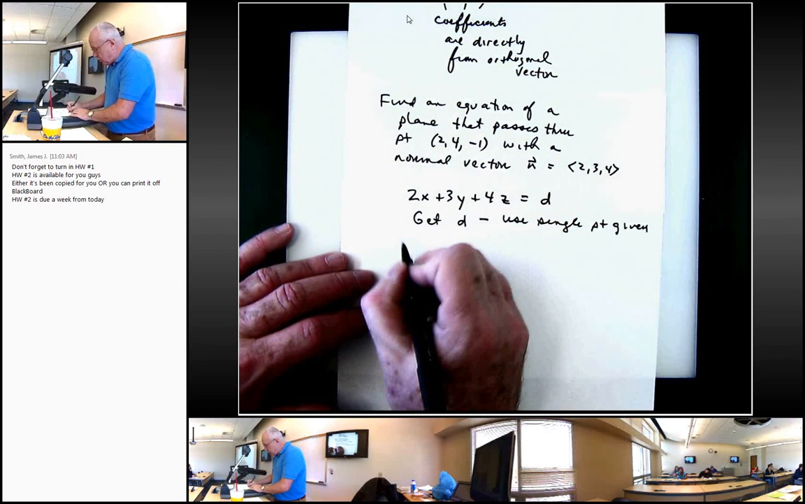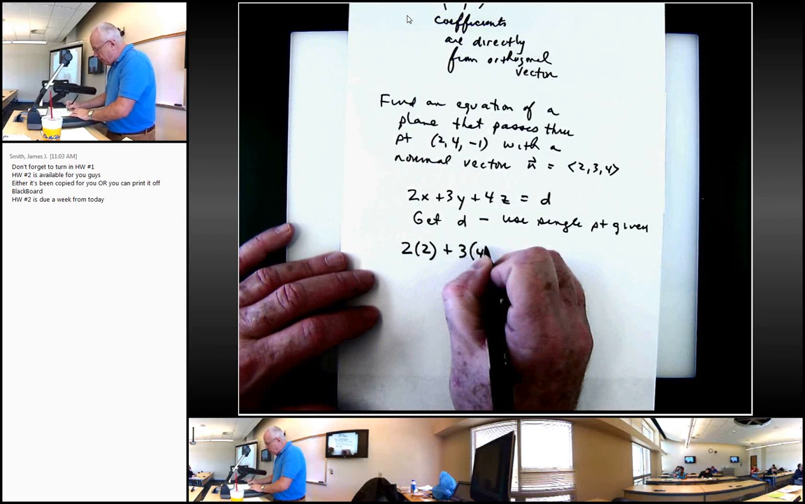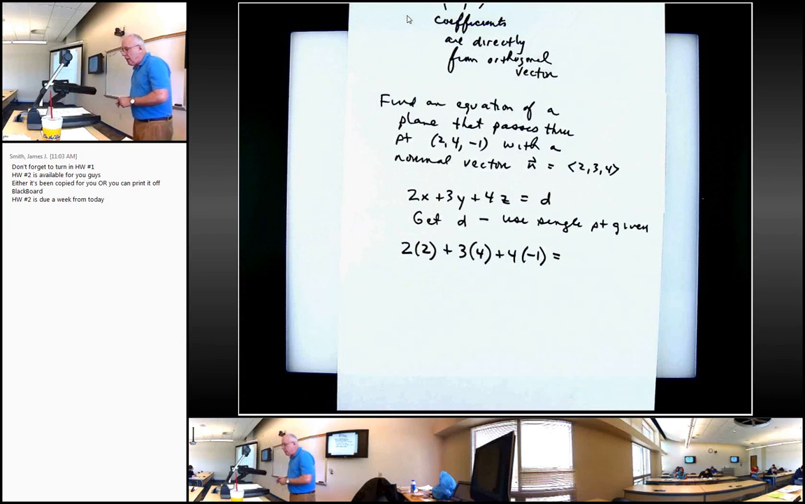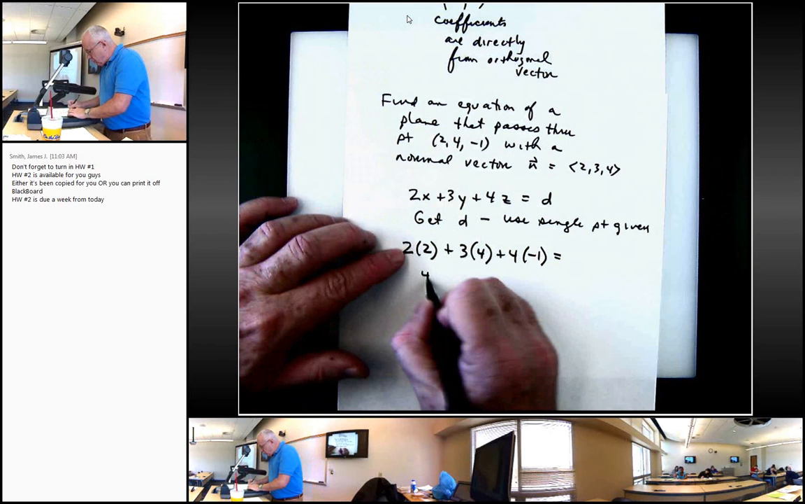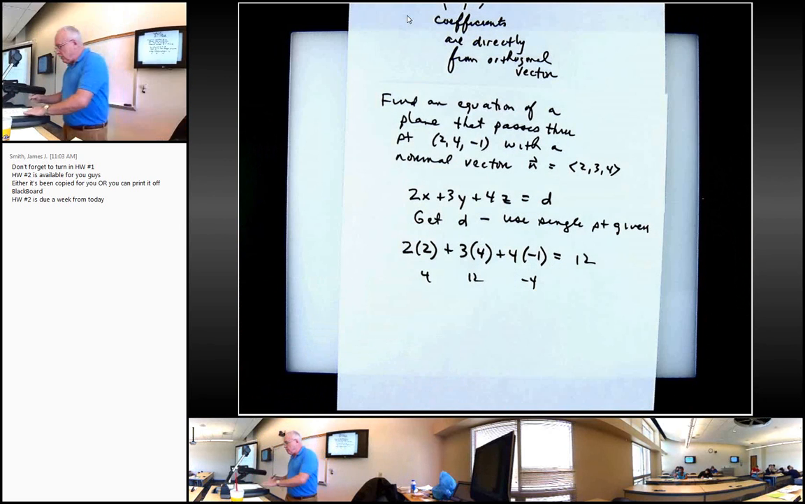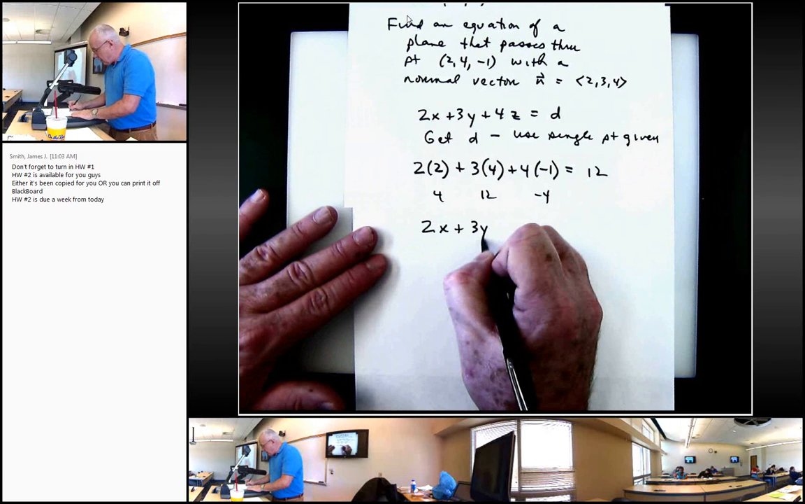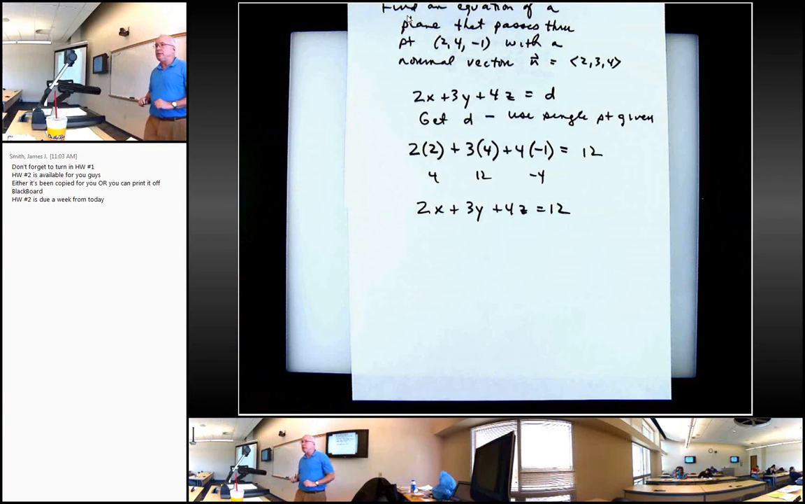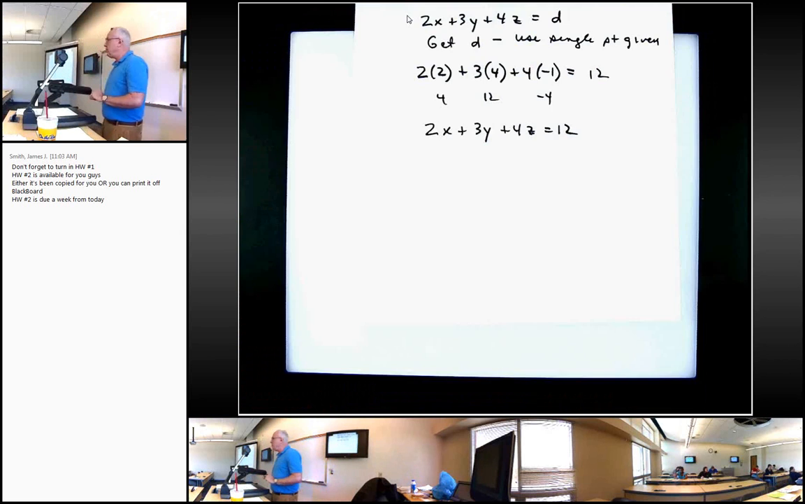So we have 2 times 2 plus 3 times 4, the y value, plus 4 times -1, the z value. And what do we come up with here? 4, 12, -4. So we come up with d is equal to 12. So therefore, our final answer then is 2x plus 3y plus 4z equals 12. All right? And there we have it. Equation of the plane. Everybody okay with that process?